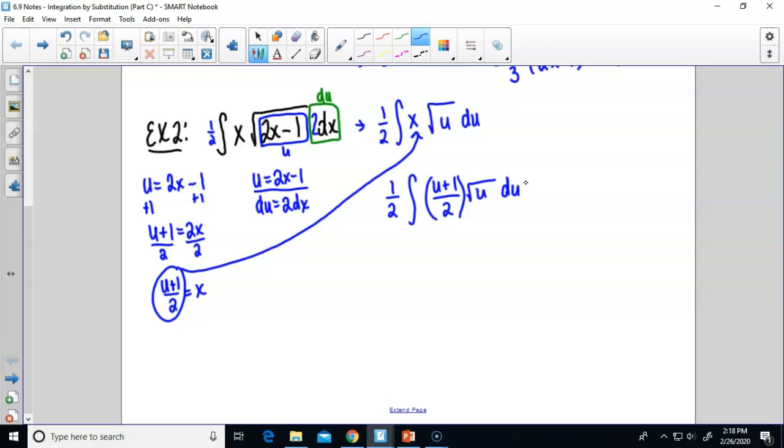Alright, we still got problems, but at least everything's u. So this square root of u, it's like u over 1. Right? So that square root of u really is in the top. So I could think of it being like this. I'm going to write this as u to the 1/2 instead of square root of u. u to the 1/2 times u plus 1 over 2.